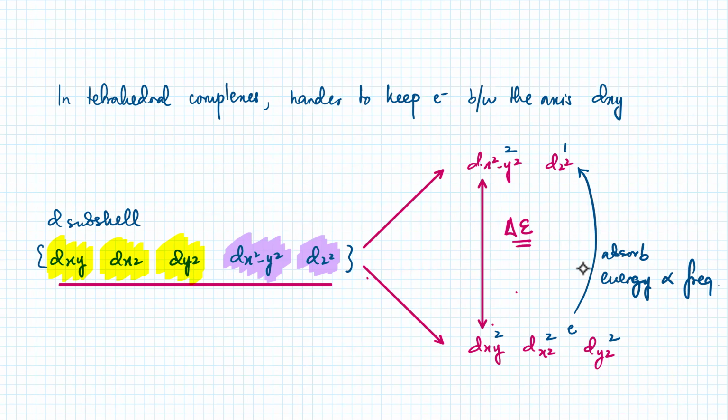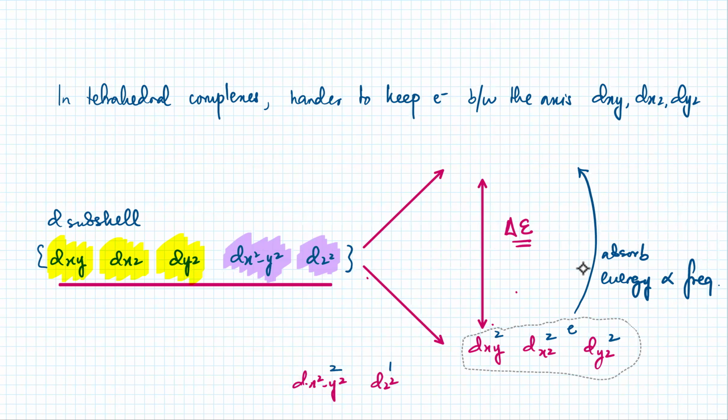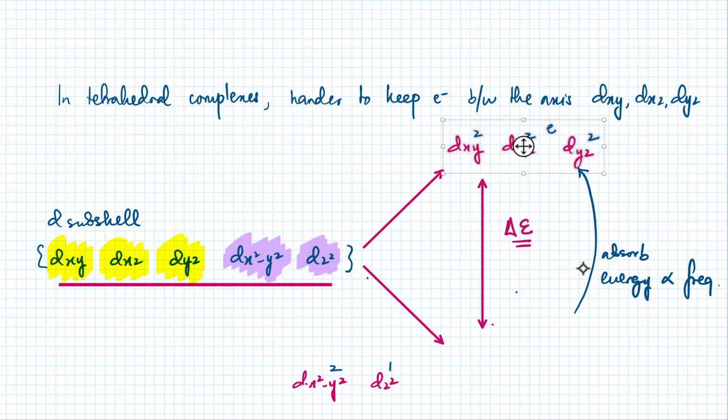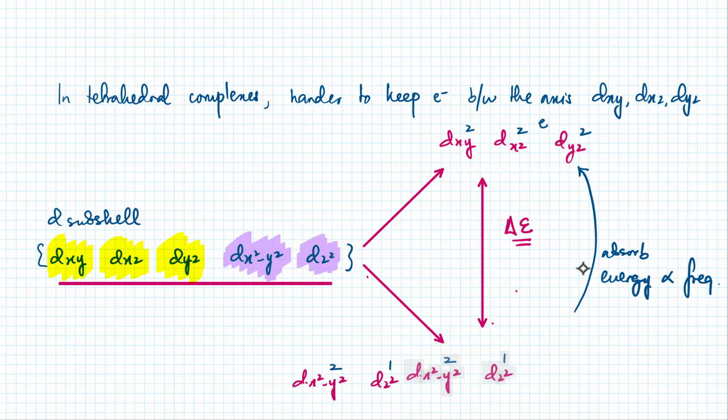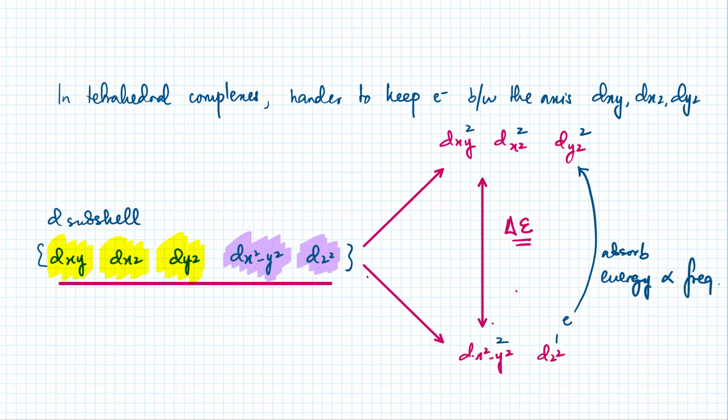You need dxy, dxz, dyz. So it's going to be harder to keep electrons over there. So the orbitals that are at the higher energy level are going to be these ones. Okay, so it's just going to be the opposite. I mean, it's going to be the same thing except that the orbitals that are having the higher energy level, and the electron could be moving from the lower energy d orbital to the higher energy d orbitals. That's the only difference. Okay.